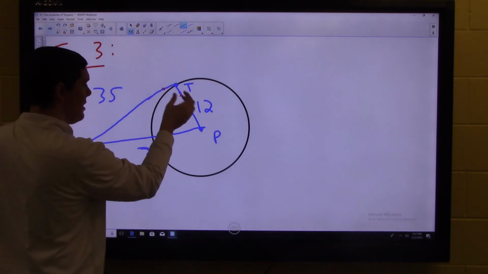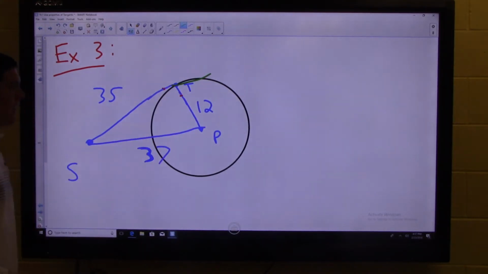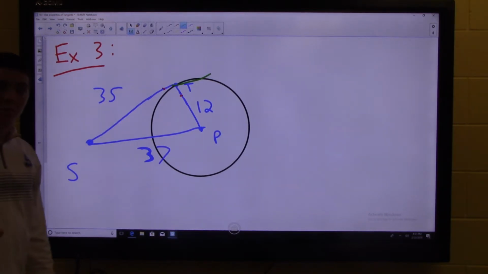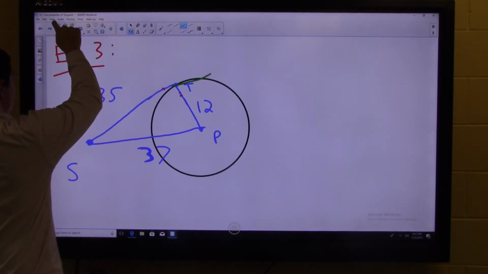What I mean by that is we might not be able to see it, but if we extend it, it might just barely go through the circle like that. It might go through it at two different points. Now remember, a tangent only intersects the circle at one point. So it could be tangent, it might not be.